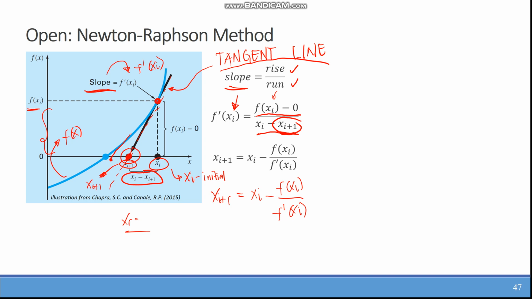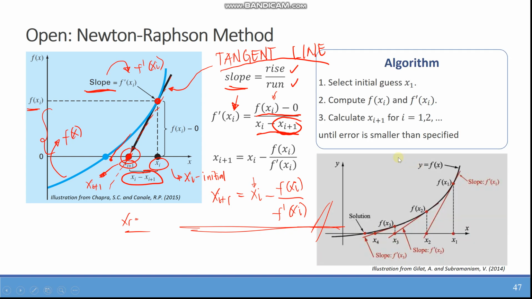You have the initial assumption, and then to get the approximated root, we have here the old value, and then minus the function of that first value, or the initial guess, divided by the first derivative of the function at the initial guess.